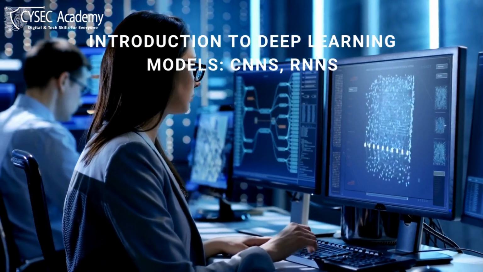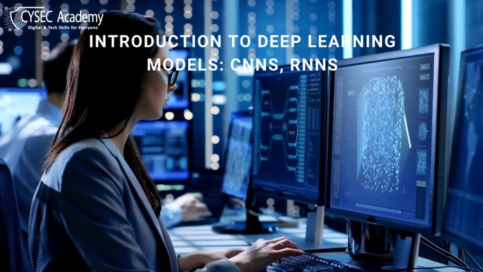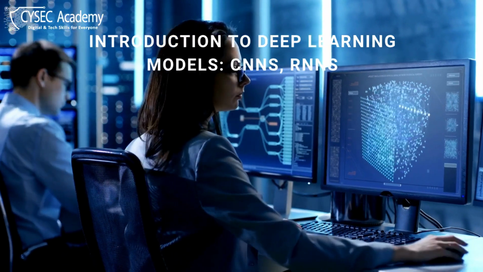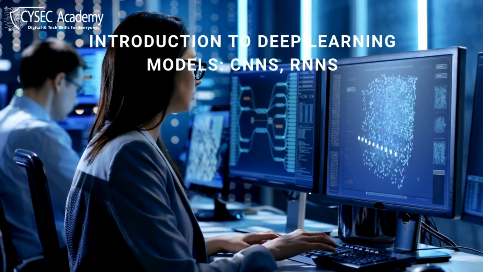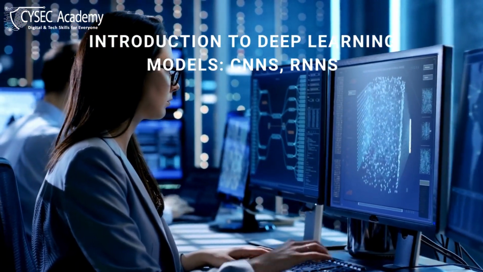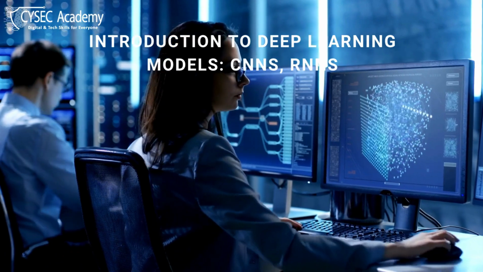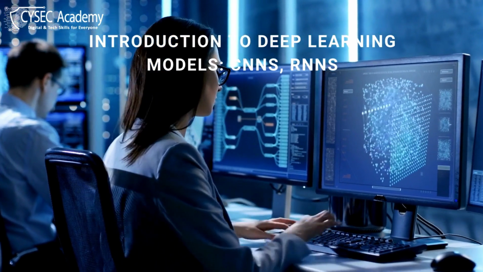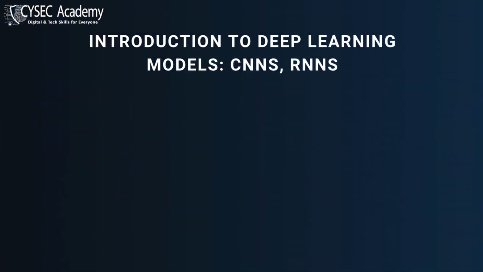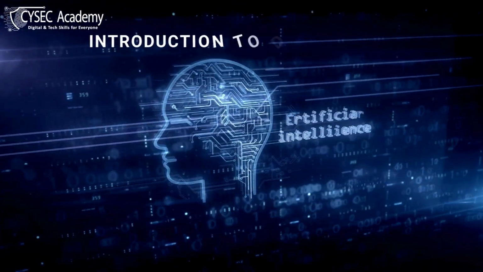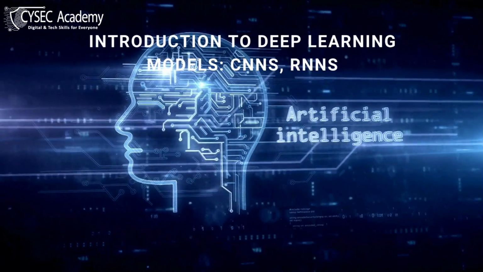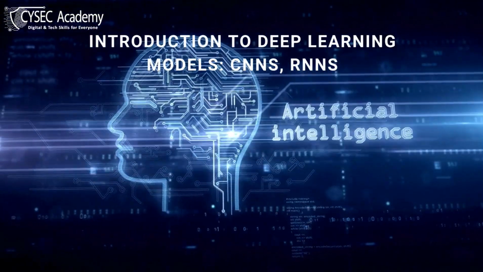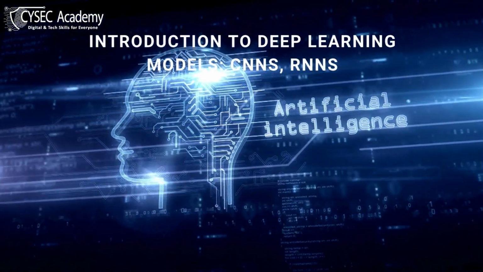Introduction to deep learning models, CNNs, RNNs. Deep learning is a subset of machine learning that uses neural networks with many layers to model complex patterns in data. It powers advanced applications like image recognition and natural language processing. Common deep learning models include CNNs for images and RNNs for sequence data. Deep learning models like CNNs and RNNs are specialized neural networks designed for tasks like image processing, CNNs, and sequence data like text or time series, RNNs.